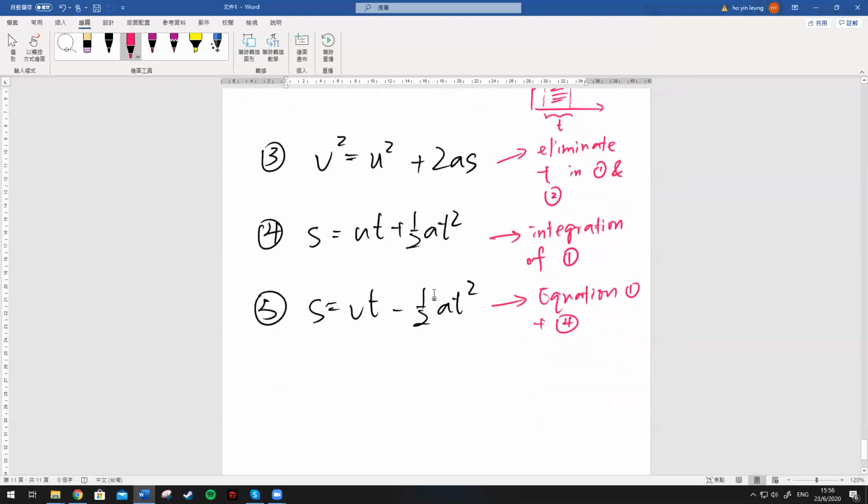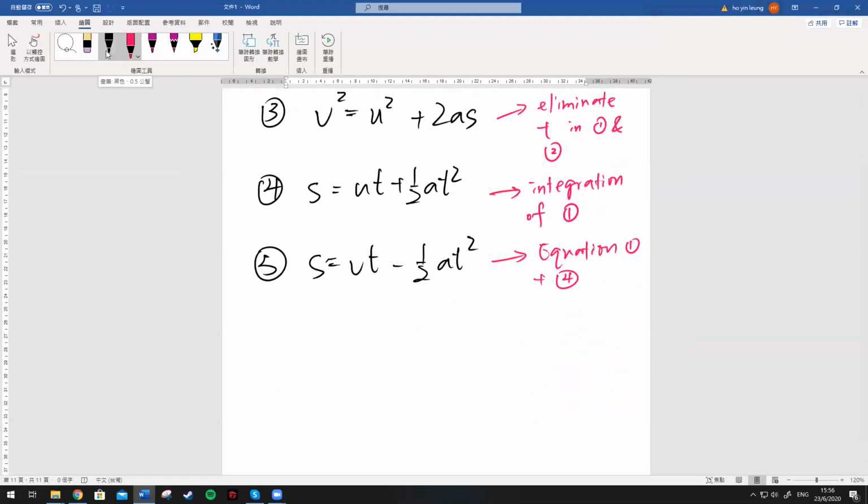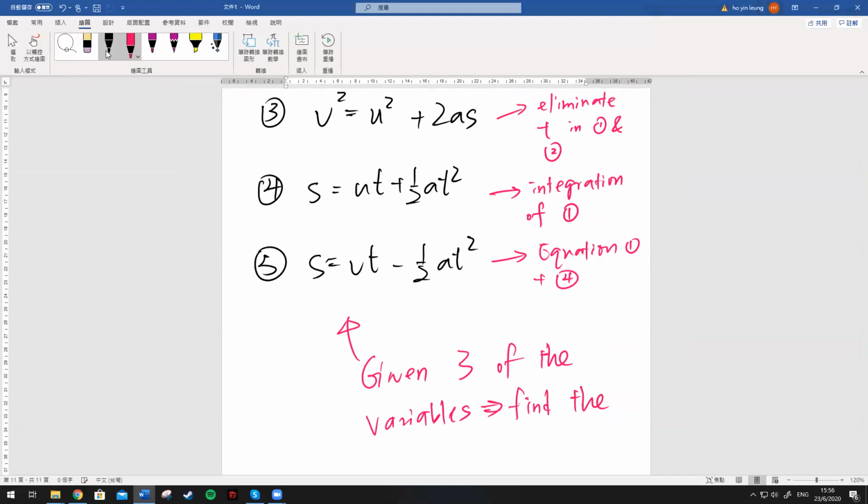Okay, so the idea here is, given 3 of the variables, you find the rest. Is that okay here? So you need to pick the equation very carefully.